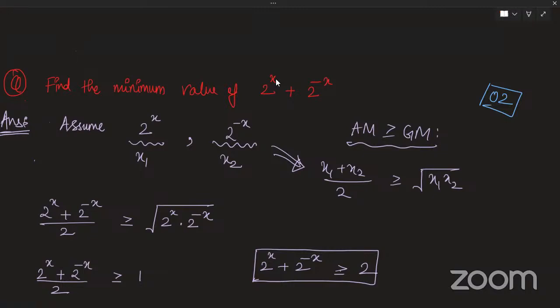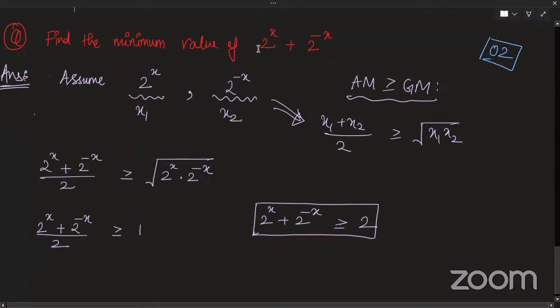What if I put x as -5? I can put negative values also. I can put fractional values also. It is 0 to infinity, right? Yes, 0 to infinity. So if it is from 0 to infinity, my 2 raised to x is always positive. In the same way, my 2 raised to minus x is also positive. It will never be a negative value.